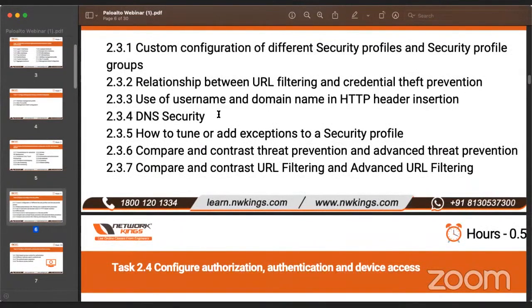Whatever we can touch, we'll be touching. So this will be a full-blown session of different profiles. How do we use it? And we'll be doing a file block in real time. We'll be trying to do URL block, right? Which is quite easy to do.